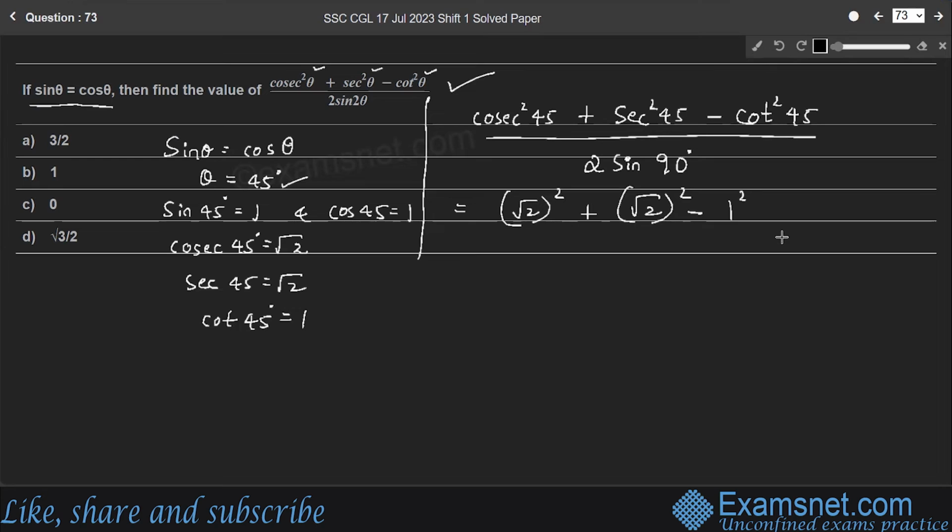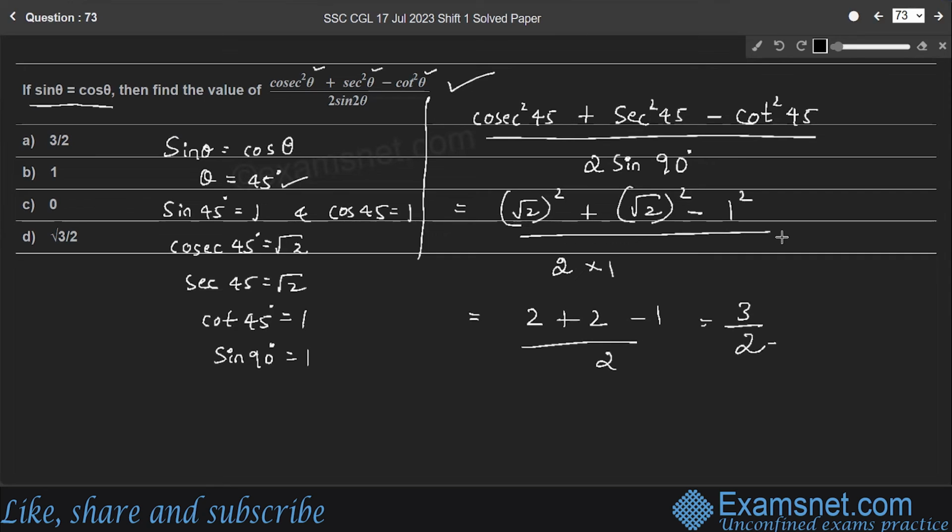Therefore, cot square 45 becomes 1 square divided by 2 sine 90. Sine of 90 degree is also 1. 2 into 1. Simplify it. Root 2 square is 2, plus again 2, minus 1 by 2. So, which is 4 minus 1 is 3 by 2 is the answer. Therefore, the value of the given expression is 3 by 2. Option A is the right answer.